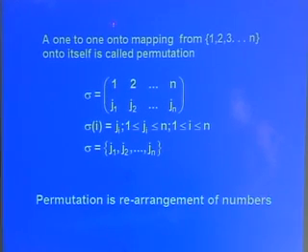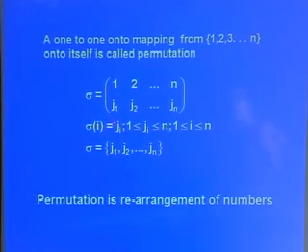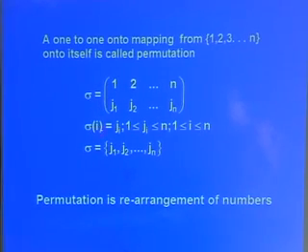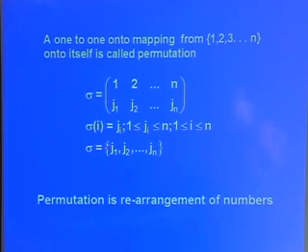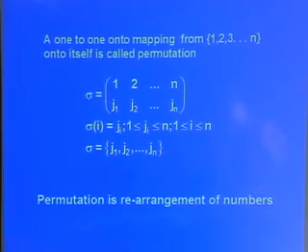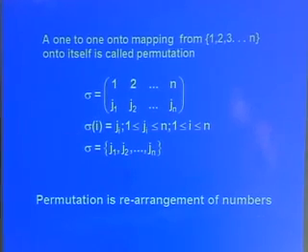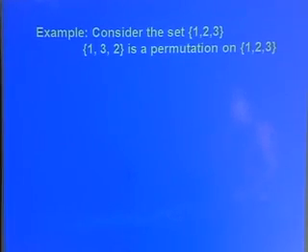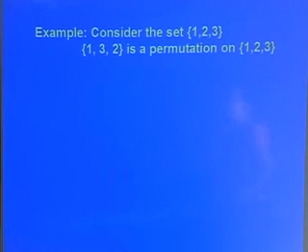We can write down the permutation in a form like sigma(i) is equal to ji, where ji lies between 1 and n and i lies between 1 and n. Another way of writing this permutation is sigma is equal to (j1, j2, ..., jn). So, we have understood that a permutation is simply a rearrangement of numbers. For example, if we consider this set of first 3 natural numbers 1, 2, 3, then 1, 3, 2 is a permutation on this set 1, 2, 3.